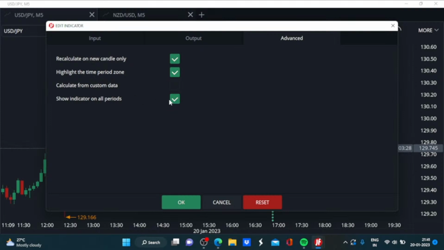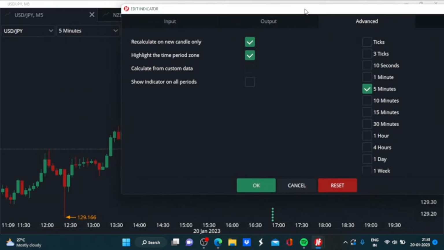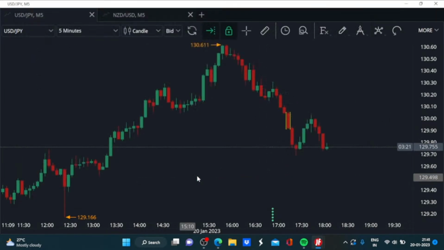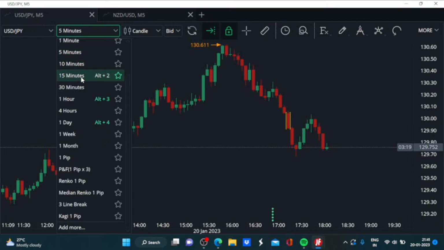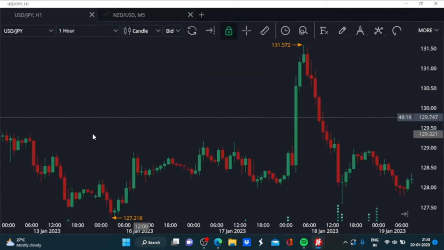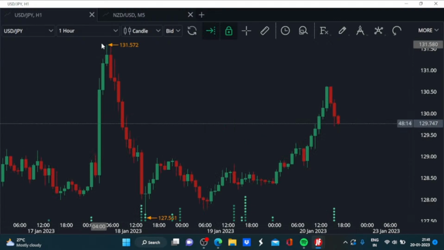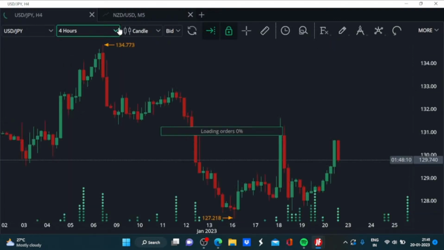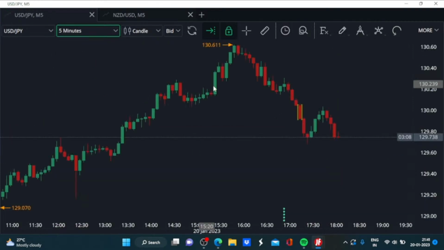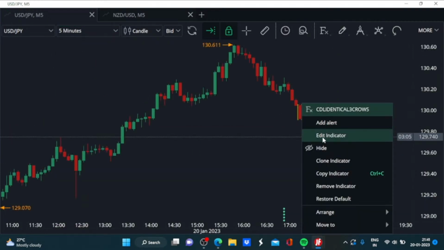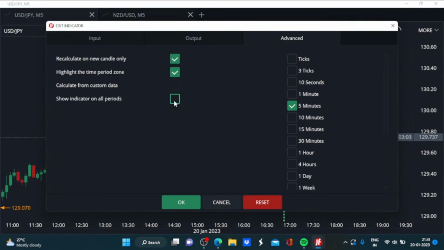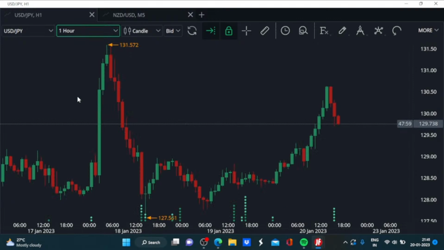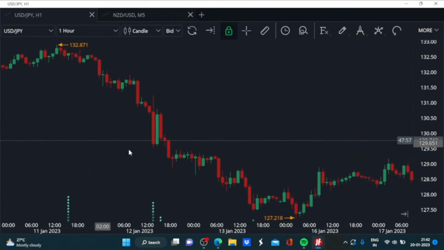Show indicator on all the periods. If you want this formation to be available on all the candle periods, you can do that as well. Else, if you simply specify only the 5 minute, then if I go to the hourly or any other candle period, I won't be seeing this pattern recognition plotted on the chart. But if I again turn back to 5 minute, I will have this pattern recognition in place. And if I go for show indicator on all the periods, whenever I change the candle period, this formation will show up whenever it forms.